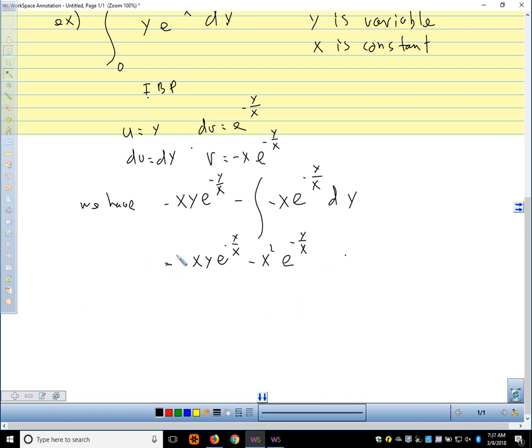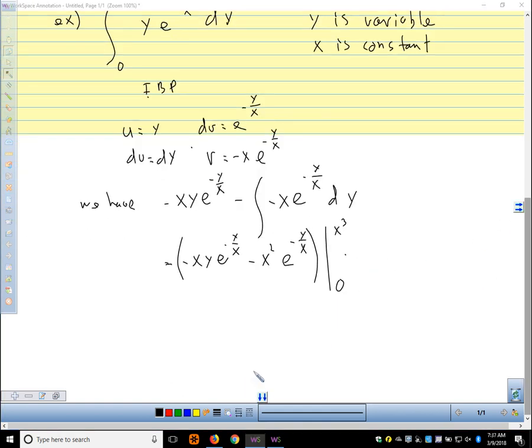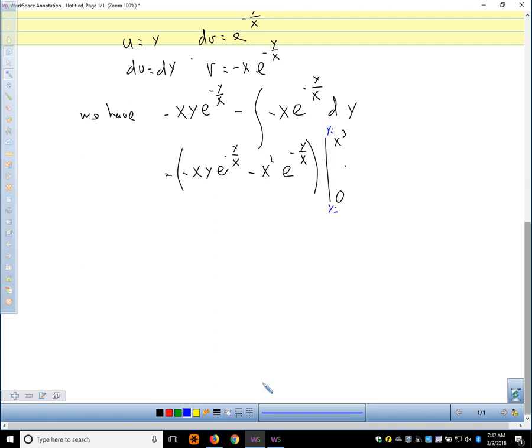And we evaluate this on our limits. So we evaluate from 0 to x to the third. And here this is y equals 0 to y equals x to the third. So we're substituting for y. And when we're evaluating an integral that has an e in it, remember e to the 0 has a value. It's easy to say, oh, we don't have to worry about that.